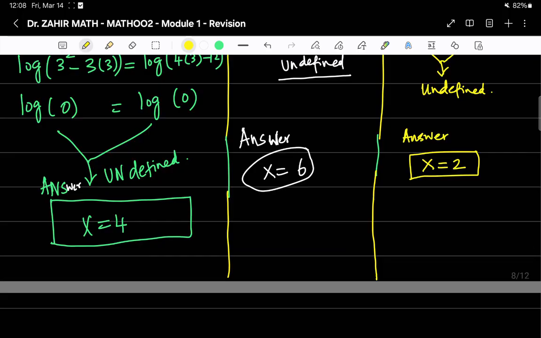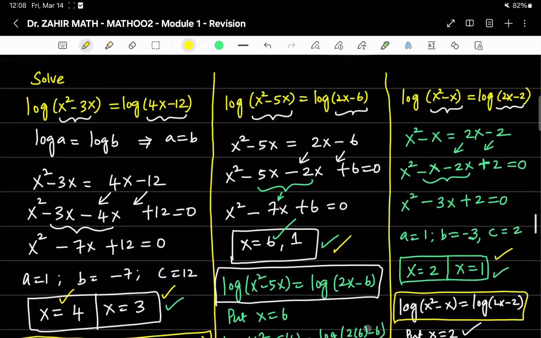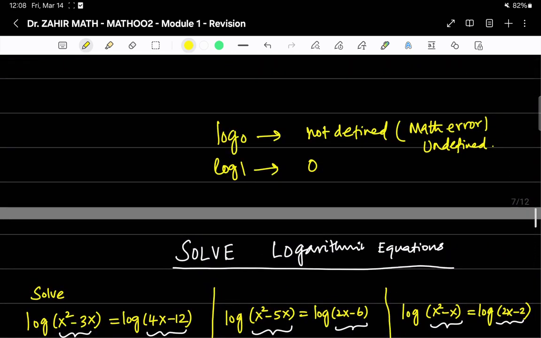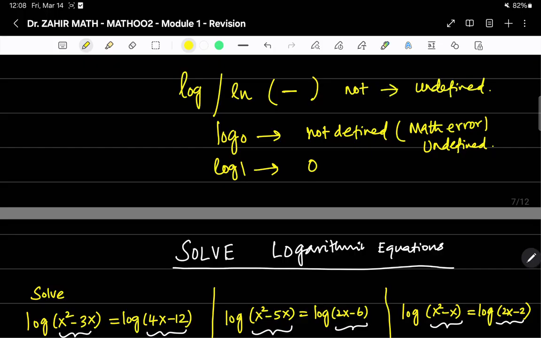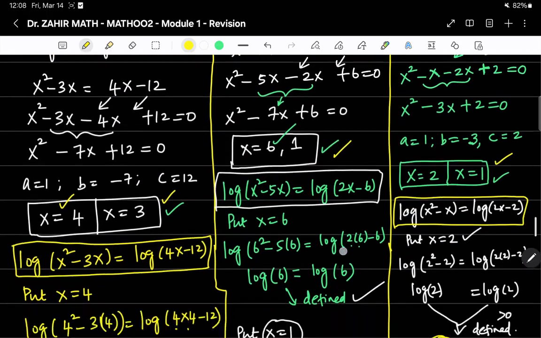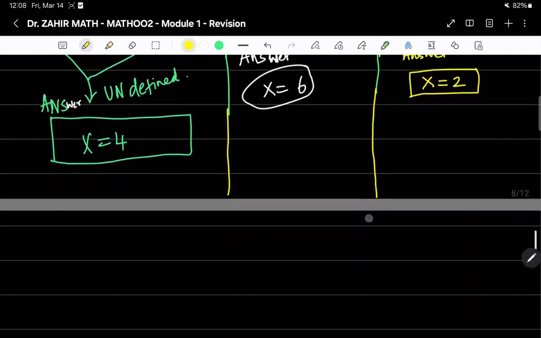Okay, right. So how do I know, teacher? It means log of negative numbers is not allowed. This is the main point. Log or ln of negative numbers is not allowed. That means it is undefined. And also log 0 is undefined. So if these two situations come, you are not going to take that x as your solution.